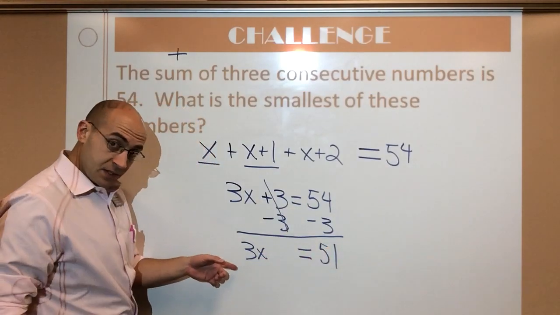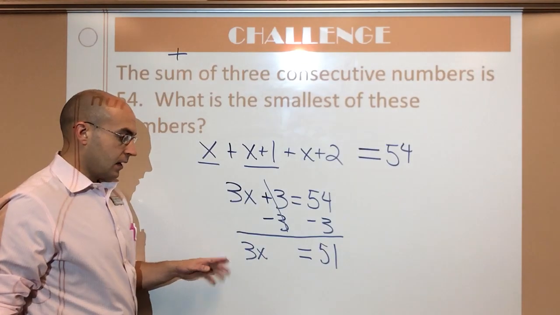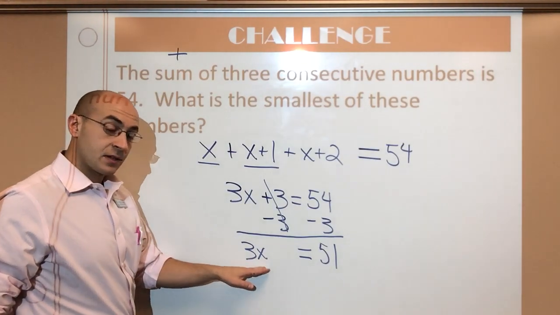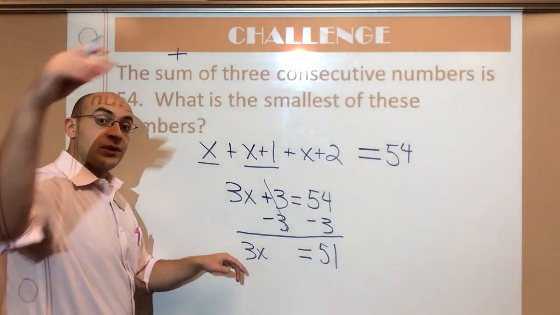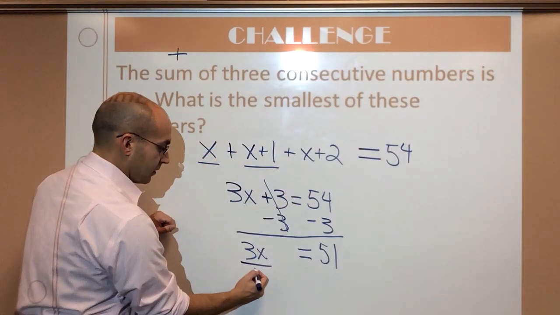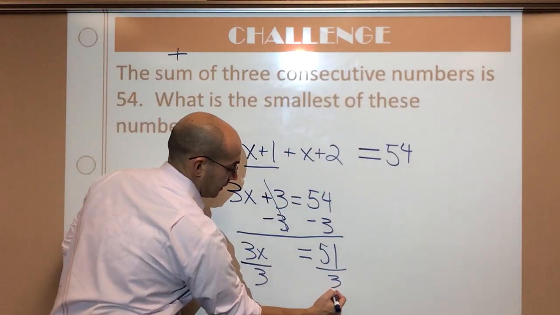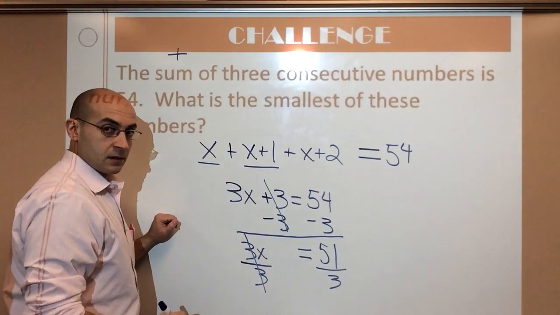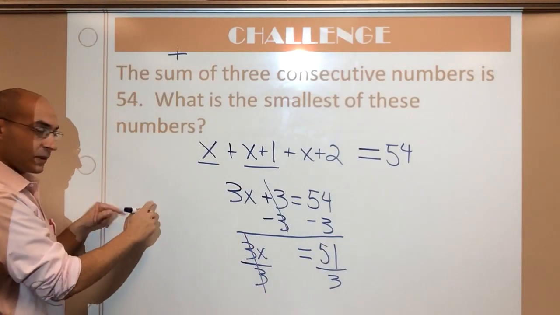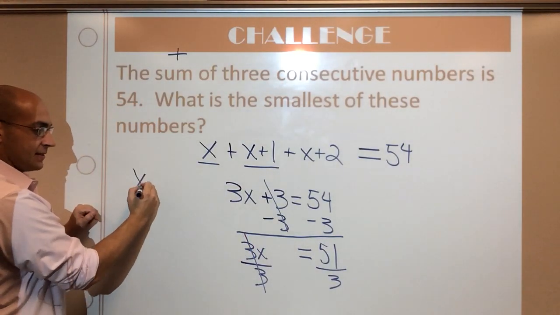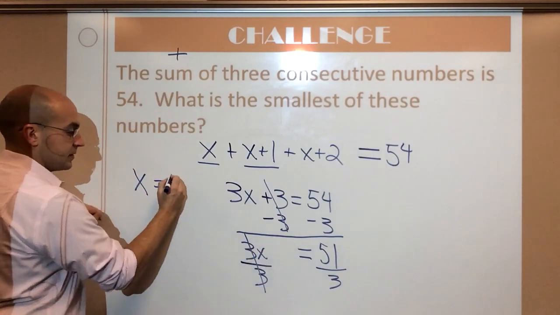Now, this is a one-step equation. We've done this before. I'm trying to get the 3 away from the x. This is multiplication, so I have to do the opposite. Divide by 3 on both sides. Now, that eliminates. I'm going to go over here, so I hope it doesn't mess people up. Hope you can see it. I'm left with x is going to equal, and 51 divided by 3 is going to be 17.